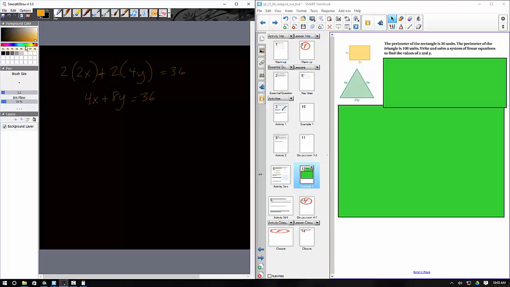Now I'm going to do the second one real fast. And I'm going to have 6x plus 6x plus 24y. And that should all equal 108. And when I add this up, I'm going to have 12x plus 24y equals 108.